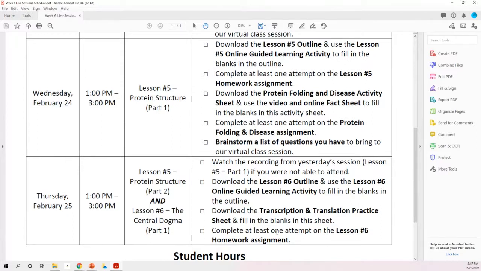Kira's mentioning something in Invisible Body due this Friday. That's probably the integument assignment that would have been due last week, but it's actually due this week. We gave you an extra week on the integument. So that's probably what you're seeing in Invisible Body.